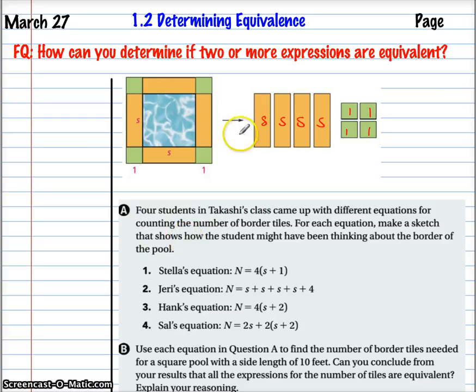It says 4 students in Takashi's class came up with different equations for counting the number of border tiles. For each equation, make a sketch that shows how the students might have been thinking about the border tiles of the pool. Okay, well, what it's telling you is this is the equation. We have to rearrange these items to fit this equation. So I'm going to do the first one for you, and I'm going to let you guys figure out the other ones. Okay, so this first one, it says S plus 1.